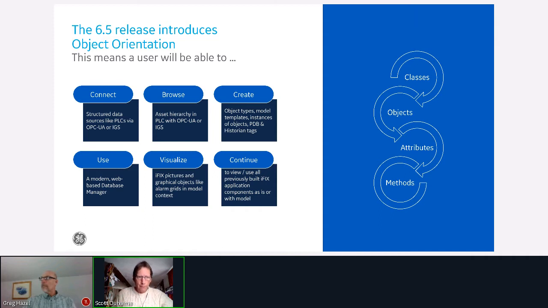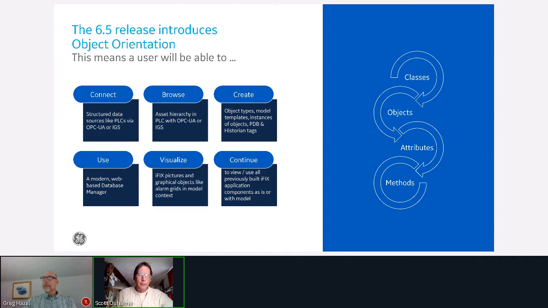Specific to 6.5, what 6.5 introduces is this concept of object orientation into iFIX. Being the iFIX product manager for about 4 years now, this has been one of the big drivers. We hear this from our channel partners such as GrayMatter, systems integrators, and end customers that say, hey, we really need to take advantage of object orientation. And what does object orientation mean, and how are we introducing that with 6.5?